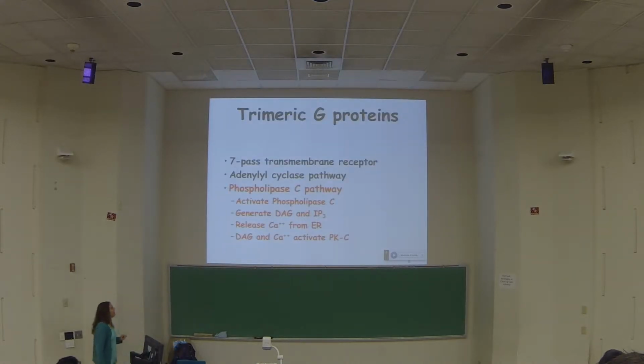So the basic phospholipase C pathway: we activate that phospholipase C with the G protein. We generate DAG and IP3, release calcium from the ER with IP3, and then calcium plus DAG activates protein kinase C. How do you think we shut this pathway off?